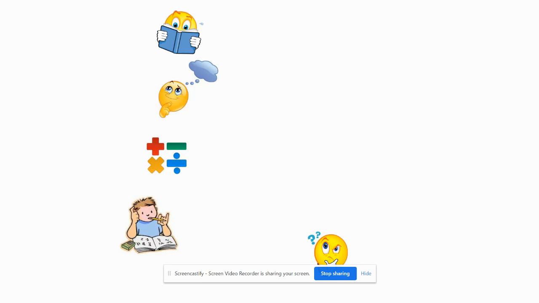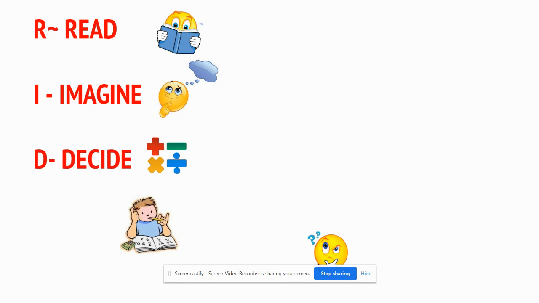Let's find out. Our first step is to read. And we'll go into that deeper because we're going to spend quite some time in that stage. Second step, imagine. This is a chance where students can draw a quick sketch of what the problem makes them think about, or what movie is playing in their head when they're reading this word problem. Then you decide, is this a one-step problem, two-step problem, and so on and so forth.